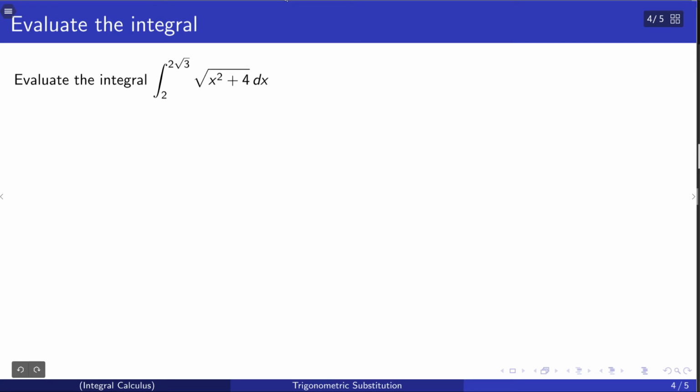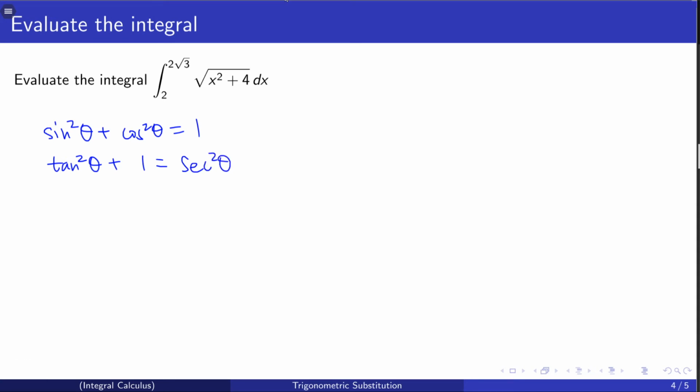So let's write down the trig identities we know of. We have sine squared plus cos squared equals 1. And, well, as a corollary to that, if you divide the whole equation by cosine squared, that becomes tangent squared plus 1 equals secant squared. Right, and so this gives us a clue here. Because in our integral, under the square root, we have x squared plus 4, which kind of looks like this. It's something with a variable, we're squaring it, and we're adding a constant.